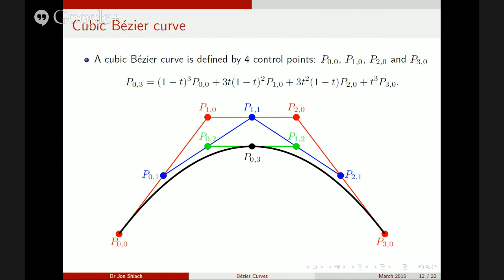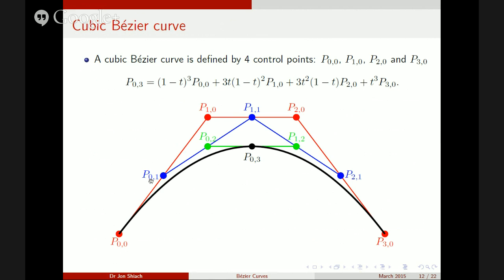Okay, we can extend that to cubic Beziers. A cubic Bezier is degree 3, so we need 4 control points. Here we've got P00, P10, P20, P30. Those are our 4 control points. So if we've got 4 control points at level 0, when j is 0, we have 3 at level 1. So the blue ones are here.